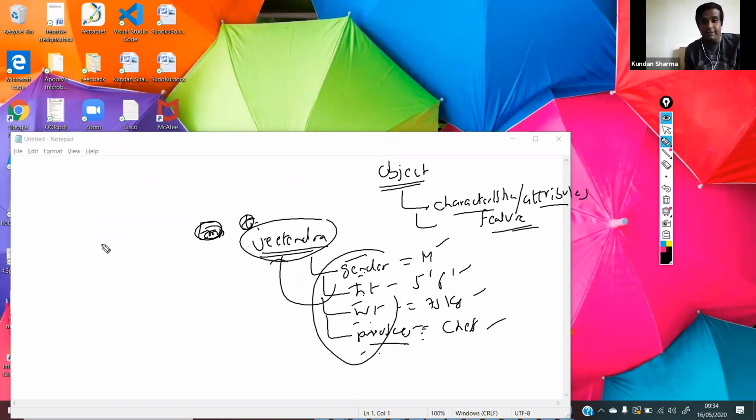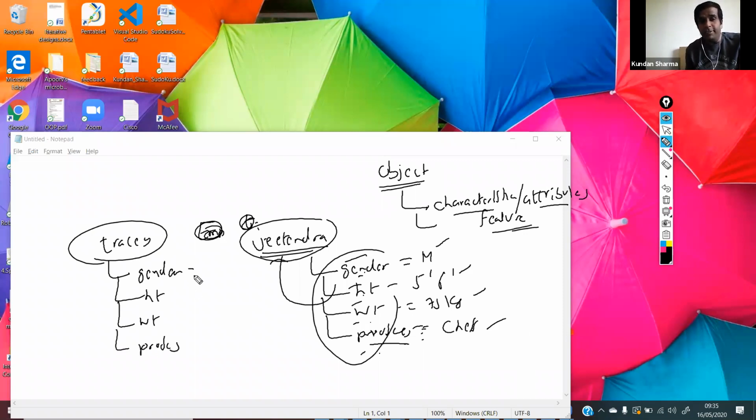If I say Tracy, she will also have some characteristics. This is gender, this is height, this is weight, and this is profession. Gender is, let's say, female, height is 5 feet 4 inches, weight is 65 kg, and profession is, let's say, she is a businesswoman. Sorry, I'm not writing the whole stuff, maybe you can correlate it.